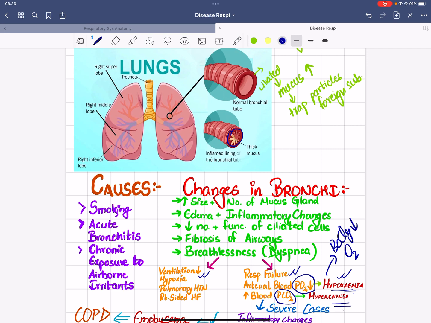Hypercapnia is the condition in which the client has a higher concentration of carbon dioxide in the blood, and because of this our respiratory system tries to compensate by hyperventilating. However, due to this, clients with bronchitis are usually always tired, because they lack oxygen in their blood and have to hyperventilate all the time in order to maintain their respiratory equilibrium.